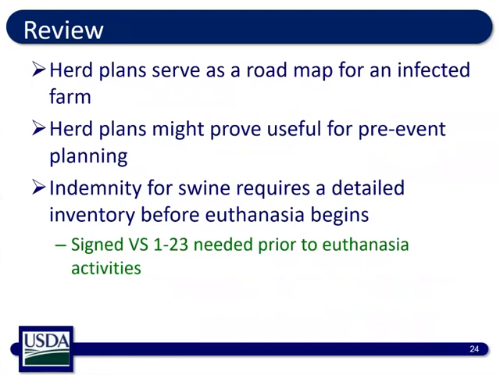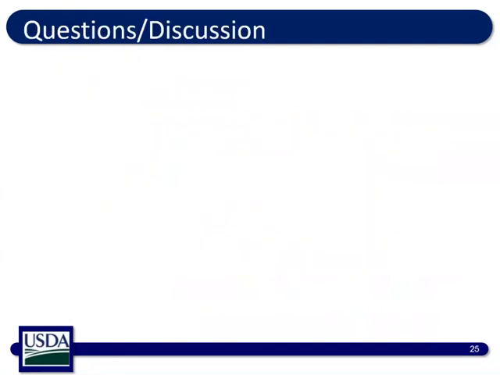The indemnity for swine needs a pretty detailed inventory, and that inventory and 1-2-3 needs to be agreed upon before the euthanasia activities begin. And that's pretty much all I've got. So again, I hope that you all understand it's a work in process, and we're happy to take feedback, whether that's on this call or just email as you think about things. We'd be happy to improve it and continue to make it better as we approach the end of September.